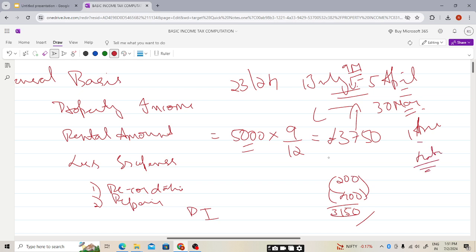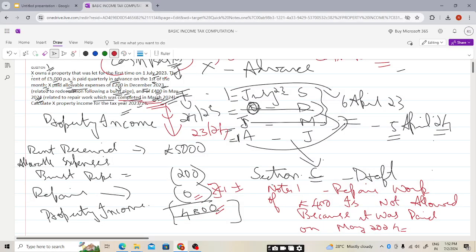We will not be considering this, because what does accrual basis say? Whatever income relates to that year only you will be considering. That is only 9 months. Redecoration and repair also related to that period, but the repair was paid in next year, May 24, yet we are considering it in this year. Why? Because it is accrual basis, and cash basis would not consider it because we are paying next year. By solving this question, your cash basis and accrual basis must be clear.